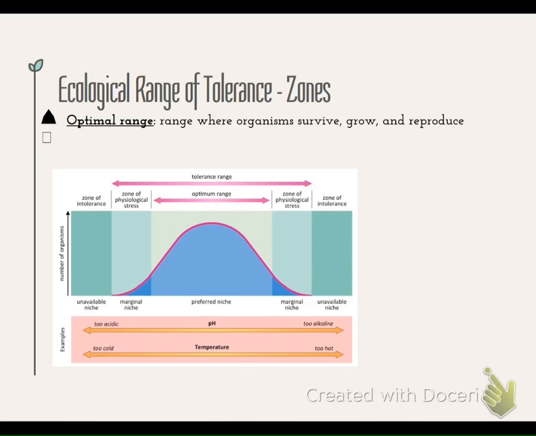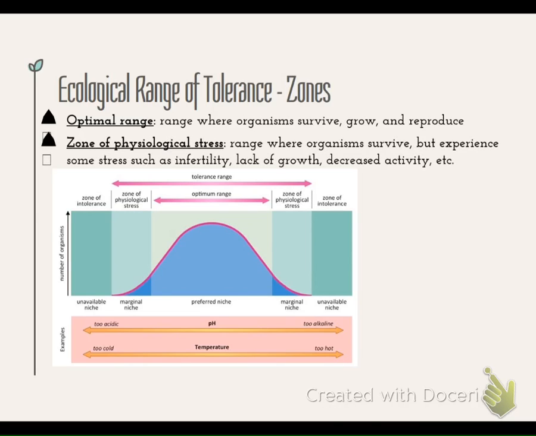So if we look at the optimal range, the ranges come in basically 3 different types: the zone of intolerance, zone of physiological stress, and optimal range. The optimal range is where they're happy. They're going to survive, grow, and reproduce in vast numbers. However, where there's physiological stress, most of them survive, but some of them will be stressed and not be able to reproduce. They won't be able to grow because it's too hot or too cold. They won't be able to have as much fun, decreased activity, because it's outside their realm of what's preferred.